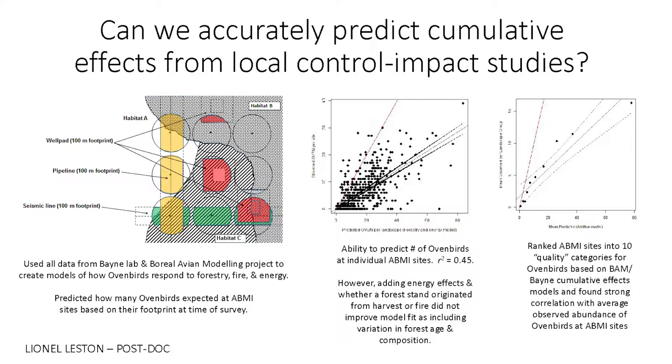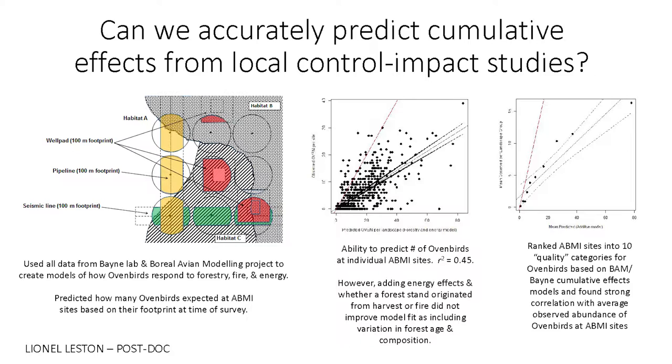So we took our data and I split it into the BAM data set and the ABMI one. What we did is we figured out, based on forest type, forest age, forest composition, the presence of linear features, well pads, etc., how many birds we would expect when we combined these studies in different combinations. We then predicted how many birds we would actually find when we went out to ABMI sites that have had these different footprints. And what that shows is this figure here.